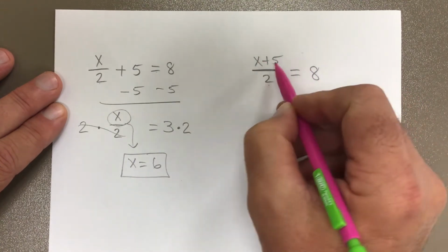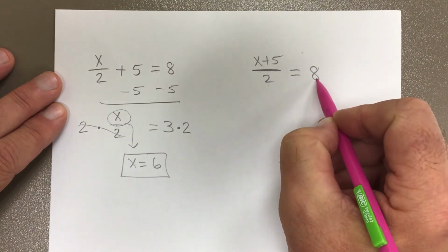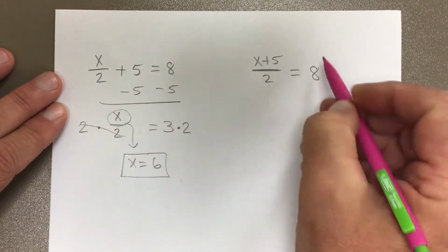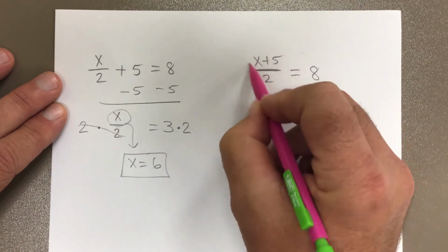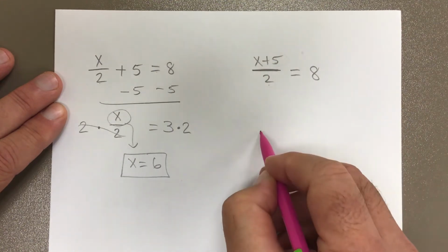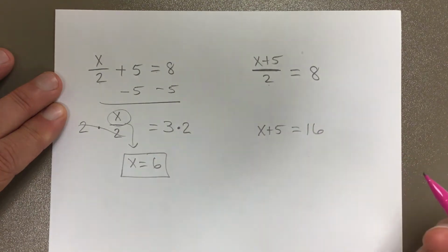So let's think about that. What would we divide by 2 to get 8? We would divide 16 by 2 to get 8. So that means that this thing up here has to be 16. So we know that x plus 5 has to be 16. Well, how do we get that?